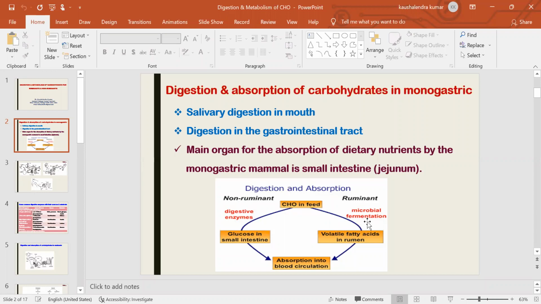So digestion is totally different in ruminants as compared with non-ruminants. What will be produced? In case of non-ruminants, glucose will be produced, and in case of ruminants, volatile fatty acid is produced in the rumen. Some volatile fatty acid is directly absorbed by the rumen wall by diffusion or some other process, and some goes to the circulation and is absorbed. In this simple way, we can understand how digestion and absorption of carbohydrate takes place in ruminants and non-ruminants.